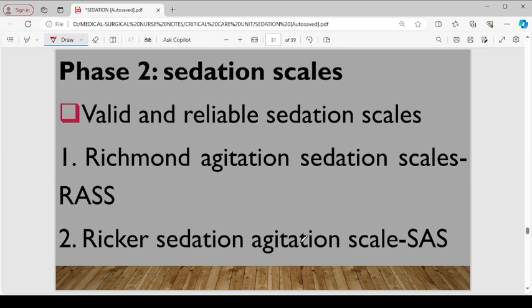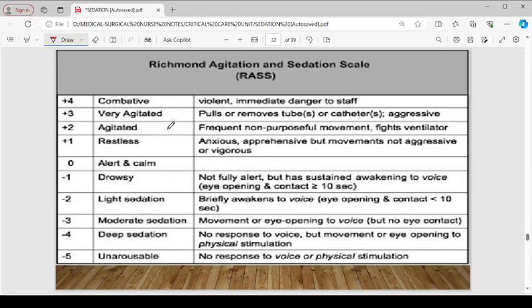We also have sedation scales that we use, and so far in the ICU we have two valid and reliable sedation scales. That is the Richmond Agitation Sedation Scale, right, which has all the values here, and it will range from -5 to +4, right? So if a patient is violent and is posing immediate danger to staff, that will be combative, and that will be given or awarded +4.